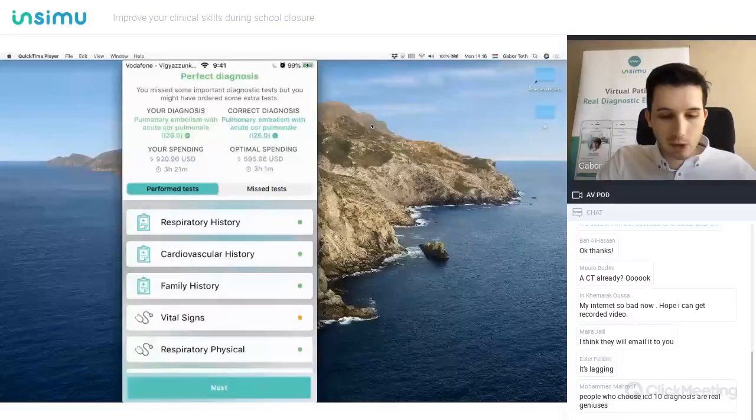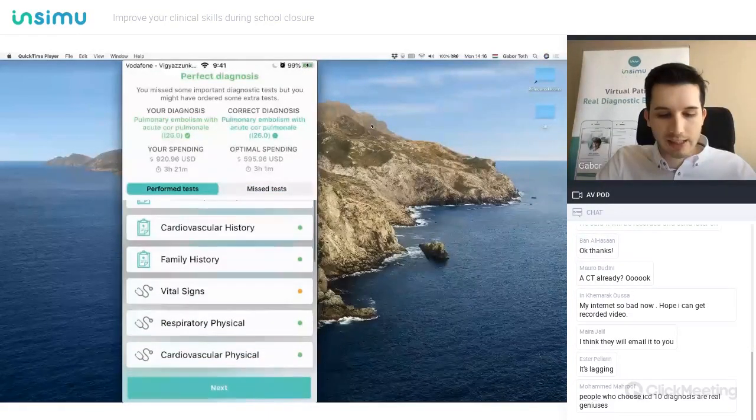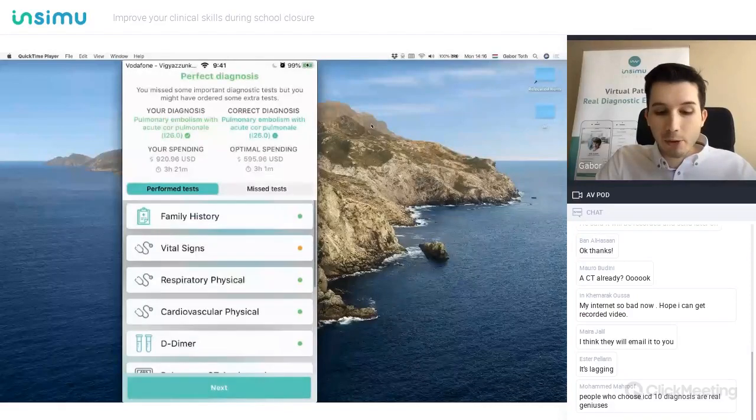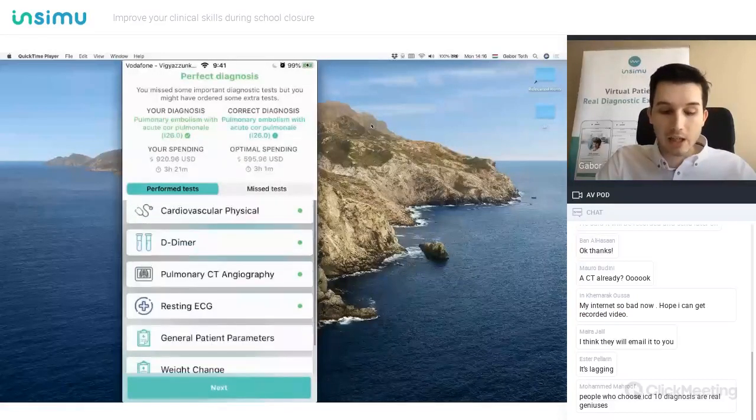Yes, respiratory history, it was great. This is part of the optimal pathway, family history as well, vital signs as well. D-dimer was also okay. It was part of the optimal testing, although I'm not sure how it can happen that we had a pulmonary embolism with negative D-dimer. I will check on that.